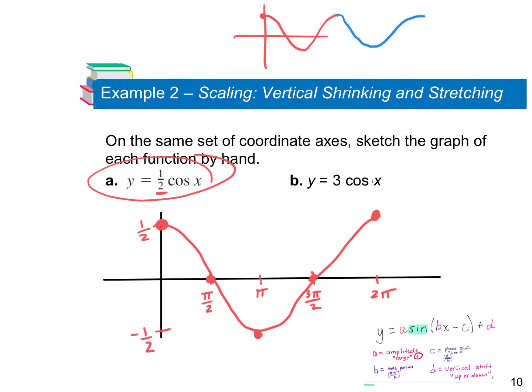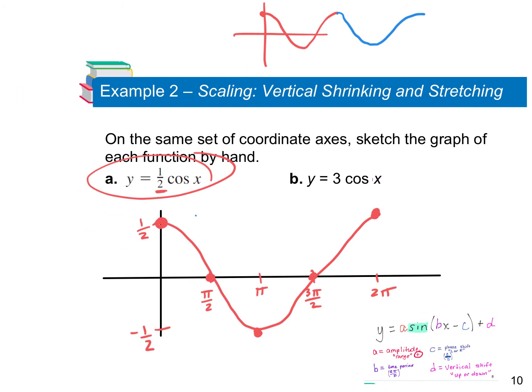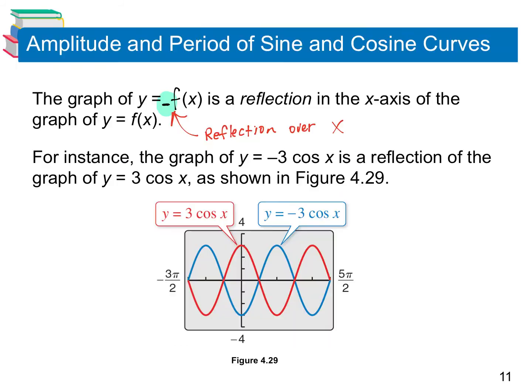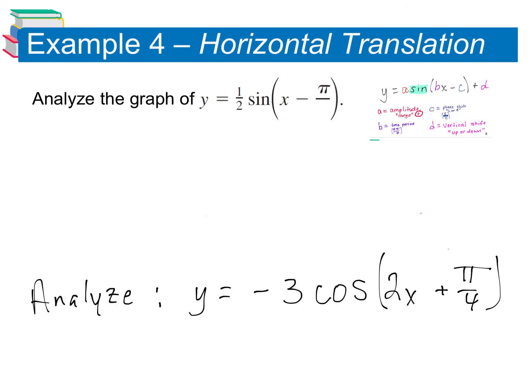For B, the only difference is that the amplitude changes. So instead of going up to 1/2, this would be 3, and this would be negative 3. Oh, okay. So the only difference is the amplitude changes for B. So if we have a negative amplitude, if we're multiplying by a negative out front, all we do is flip our graph upside down. So we would start with the red one, the positive, do everything we need, and then we just flip it upside down at the end. And let's say that this is pi over 2 here.